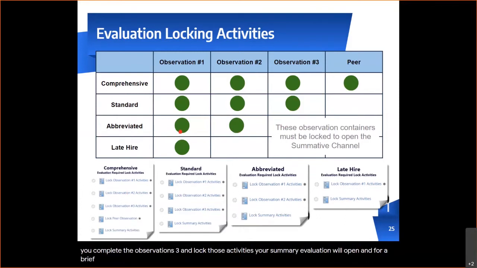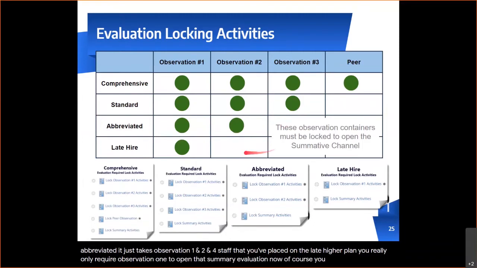And for abbreviated, it just takes observation 1 and 2. And for staff that you've placed on the late hire plan, you really only require observation 1 to open that summary evaluation. Now, of course, you can do any of the optional observations or peer observations, but these are the ones that are required to open that summary evaluation.